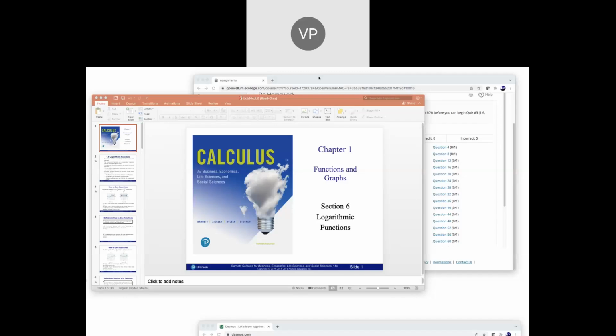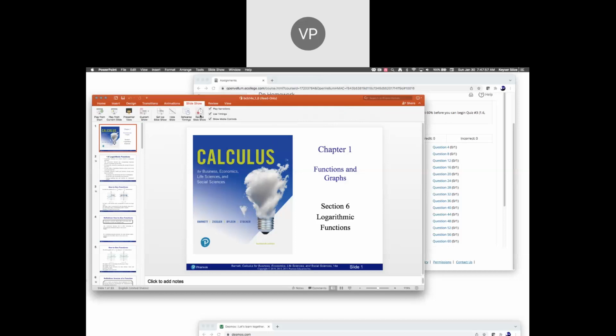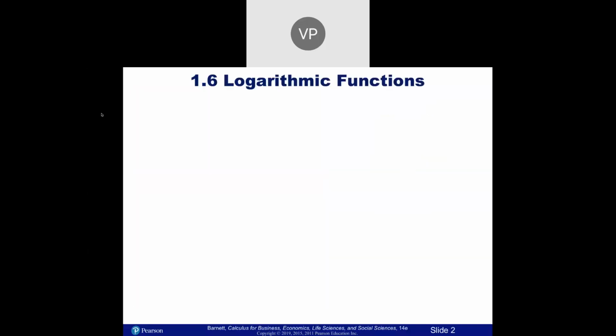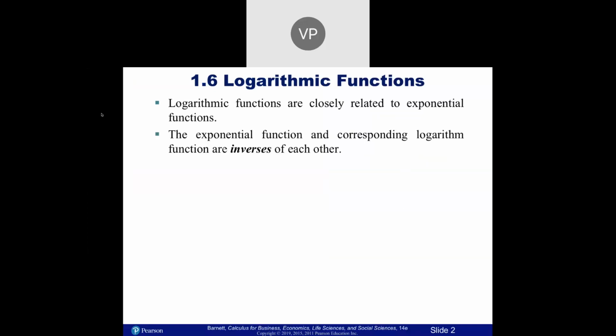Okay, so for today we're going to talk about section 1.6, which is logarithmic functions. Like a lot of these things in this first chapter, you may have seen some of these before at some point in algebra, but we're going to give a nice review and go into them a little more in depth here. So log functions, like it says, are like exponential functions. They're reverses, they're inverses, they're backwards of them.